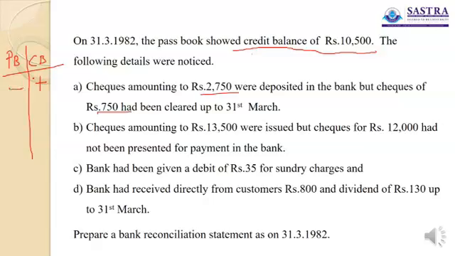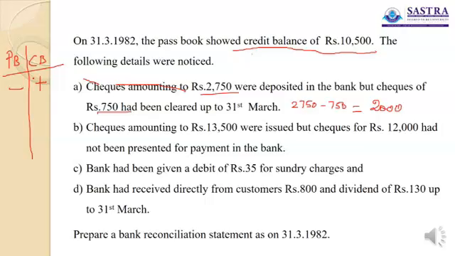So for the rest of the amount of checks, it keeps the passbook's balance lesser. What is the amount of that? You see here, 2,750, in which 750 alone was cleared. So what is the difference? 2,000 rupees. So come to the next. Checks amounting to rupees 13,500 were issued, but checks for rupees 12,000 had not been presented for payment in the bank.